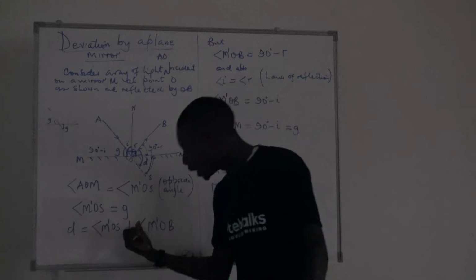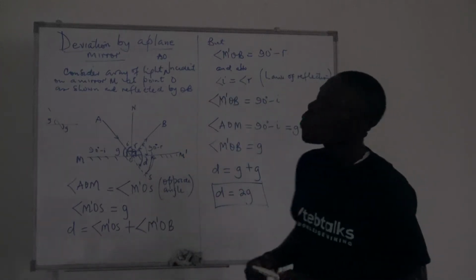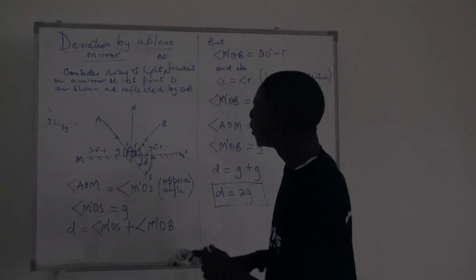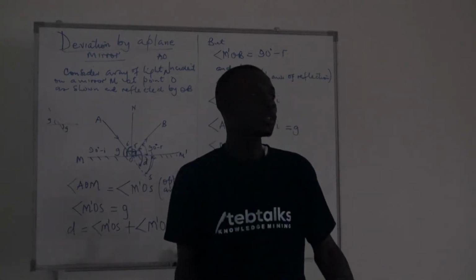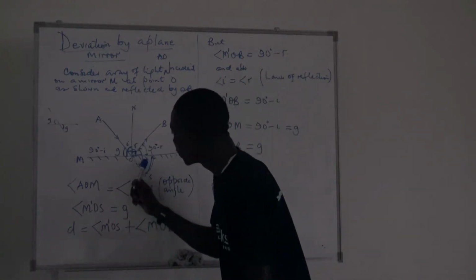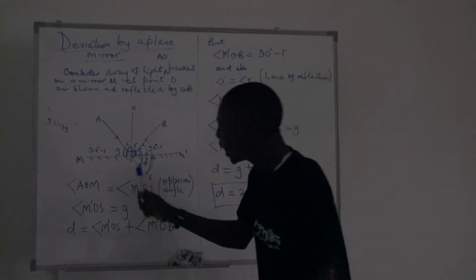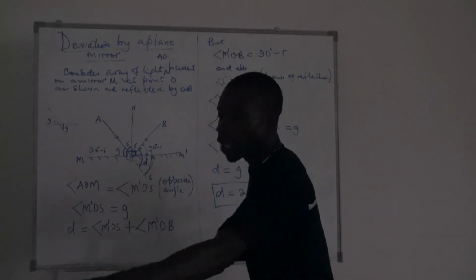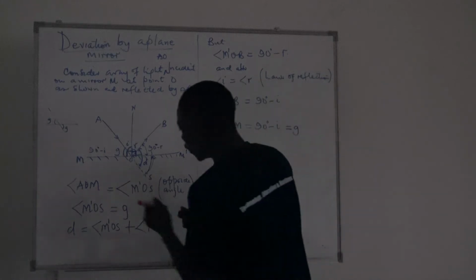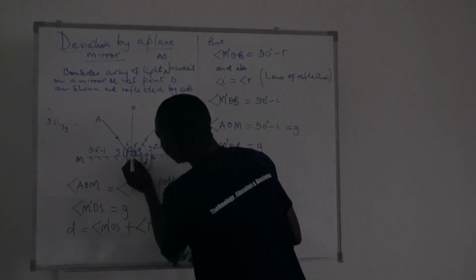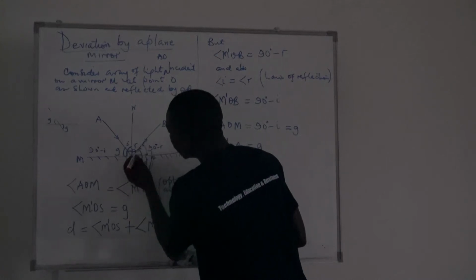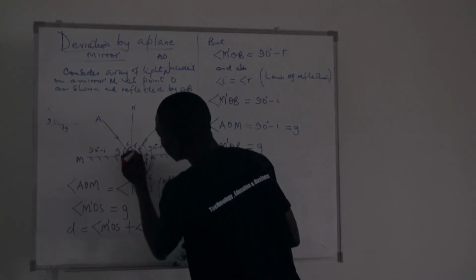And then we proceeded by saying, how can we write the expression for the angle of deviation? How can we write the expression for the angle of deviation D? We said that to get the angle of deviation, the angle of deviation is this, which is the whole of this.